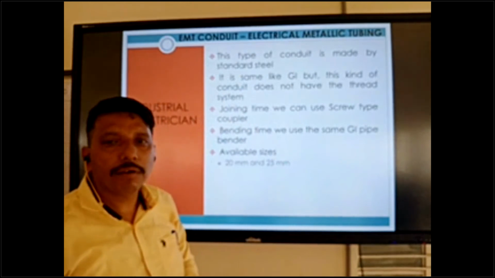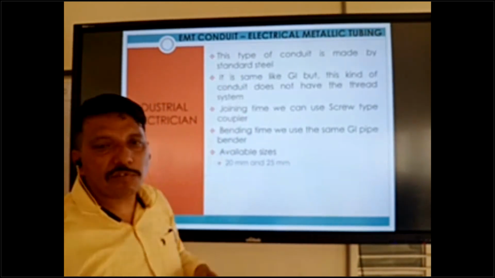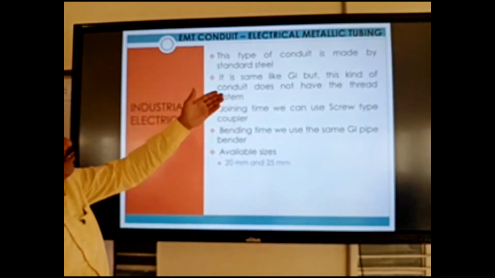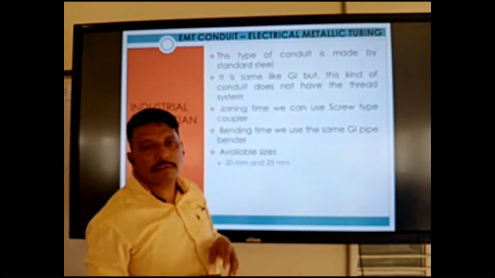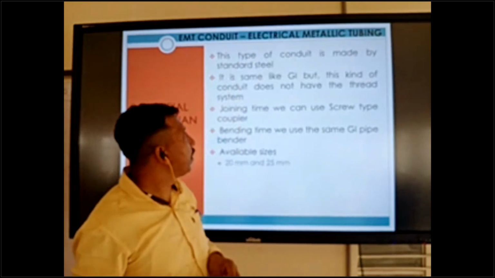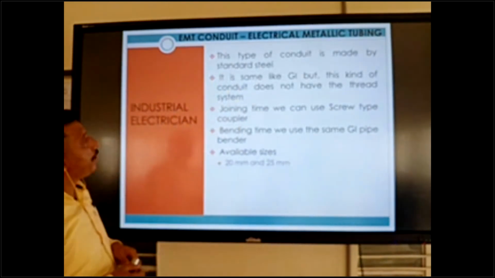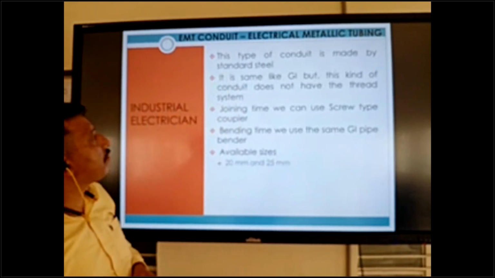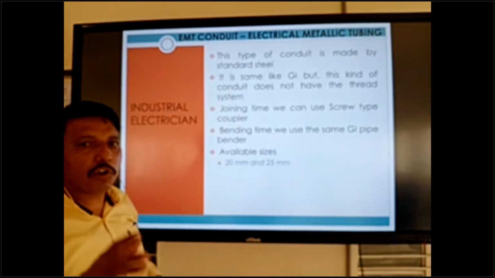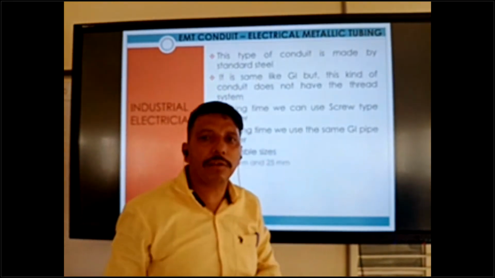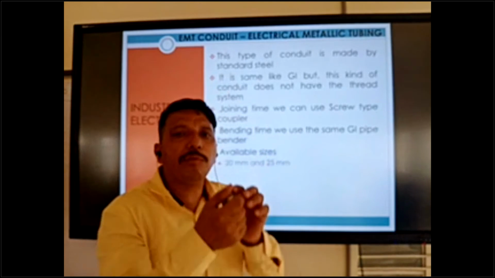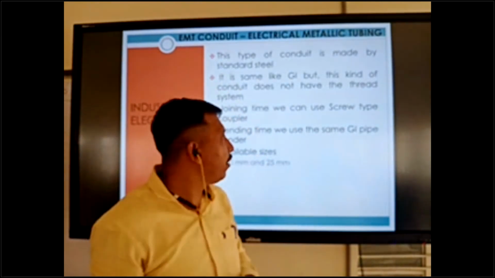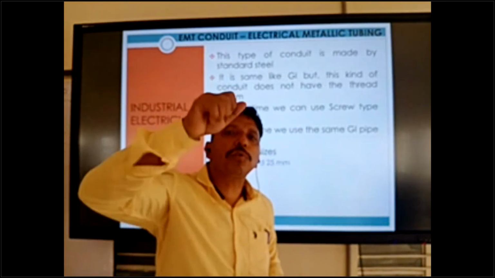And this is expensive also. This type of conduit is made of standard steel. First you can take the knowledge of this one. It is the same as GI, but this kind of conduit does not have a thread system. So we do not need to thread this one. We can join it without threading. Same as a threading coupler, no need for this one. We can use a screw type coupler.